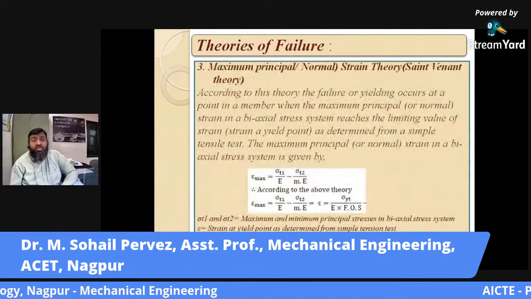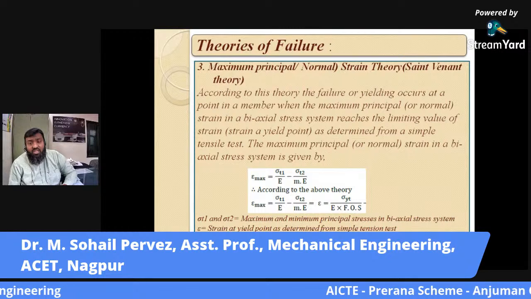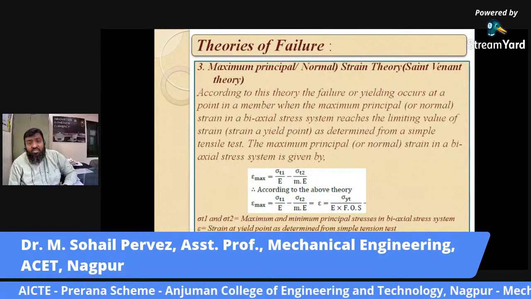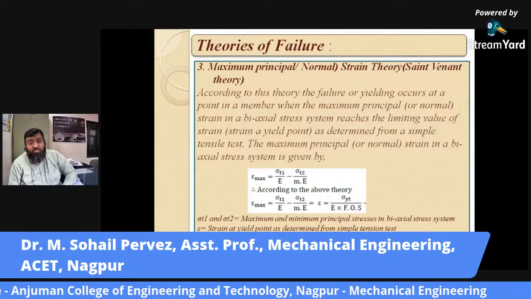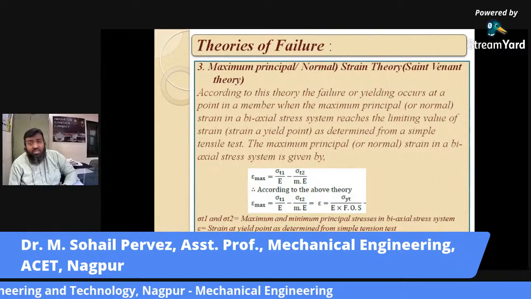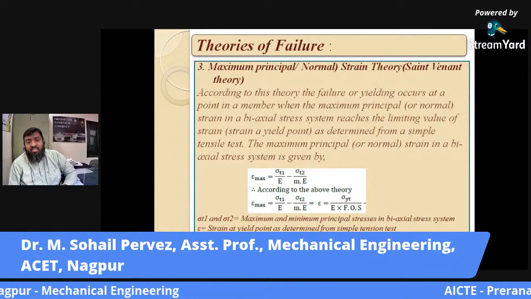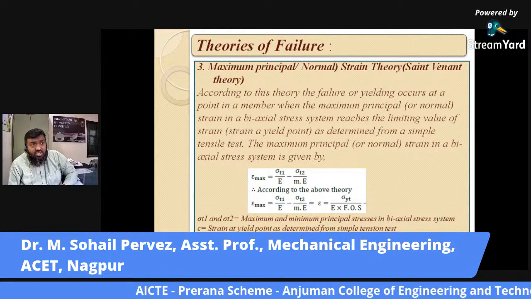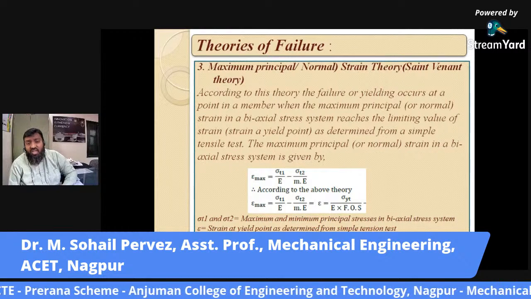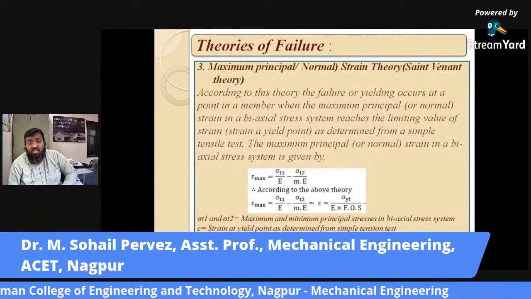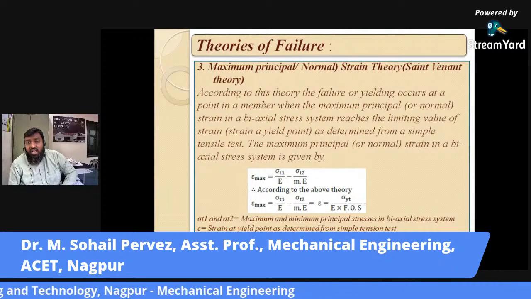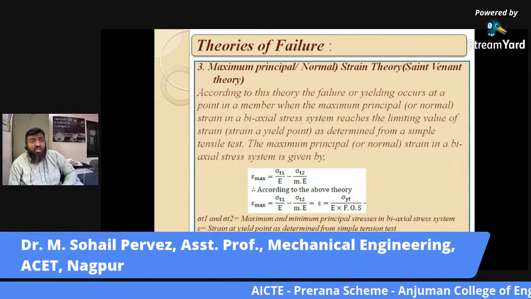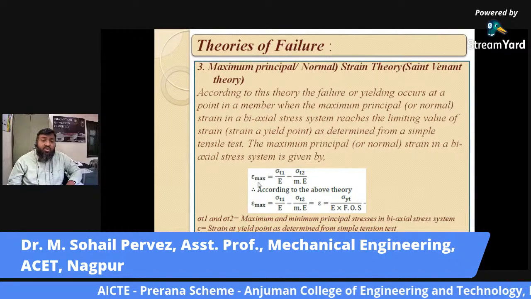Now, coming over to the next theory, again a very important theory for both ductile and brittle. According to this theory, the failure or yielding occurs at a point in a member when the maximum principal or normal strain in a biaxial stress system reaches the strain at yield point. So this is the strain theory. What is strain? Change in dimensions upon original dimension. The strain at yield point is as determined from a simple tensile test. So these relations are very important.